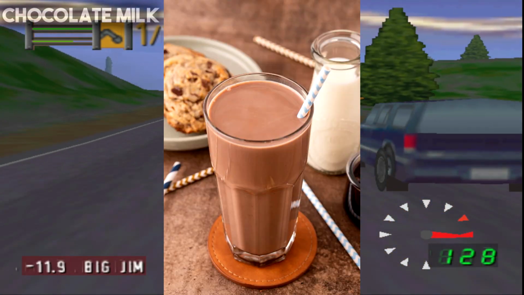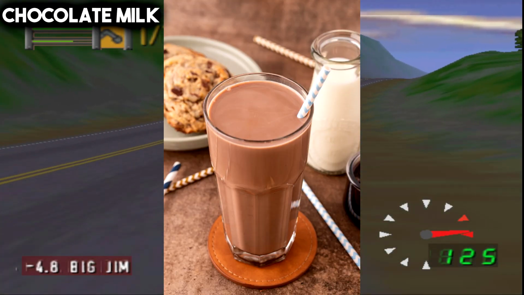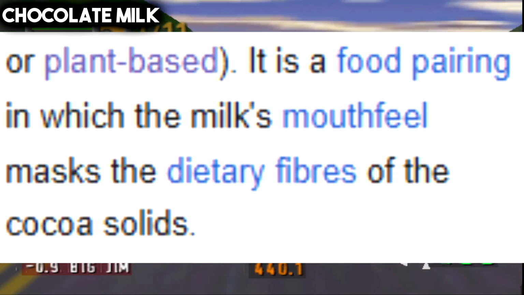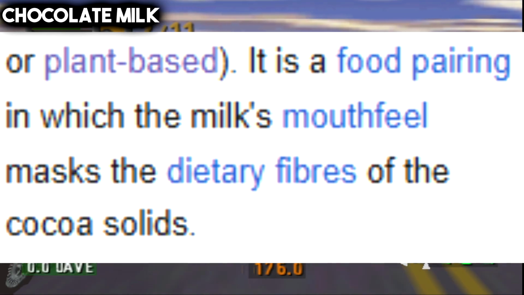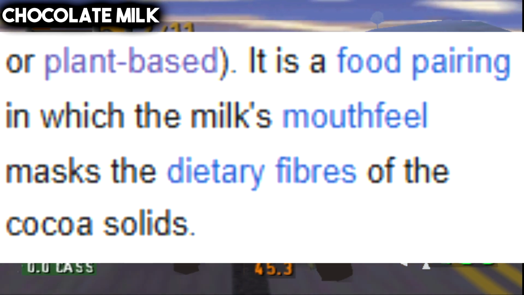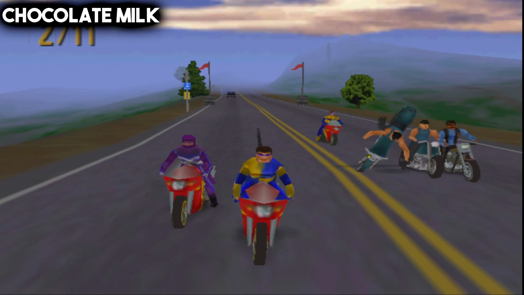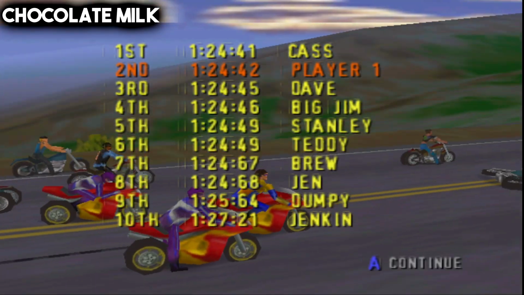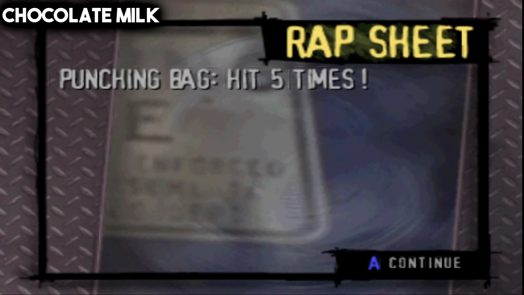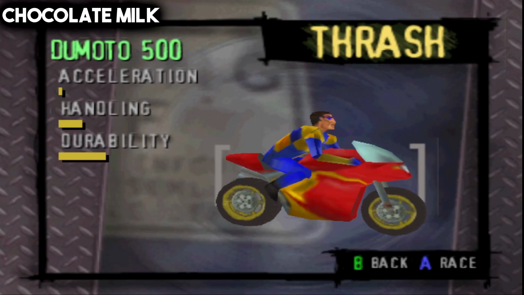Arguably the most popular flavored milk, chocolate milk is milk mixed with chocolate syrup or cocoa powder. According to Wikipedia, this is a food pairing in which the milk's mouthfeel masks the dietary fibers of the cocoa solids, whatever that means. Chocolate milk is often served in schools in the United States, which makes it a staple in many childhoods across the country, although some nutritionists have criticized chocolate milk because of its high sugar content and its relationship to childhood obesity. Because of this, some schools stopped serving chocolate milk entirely.